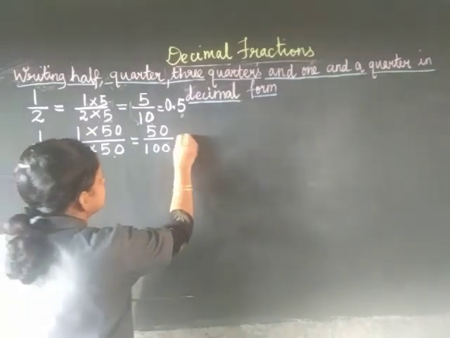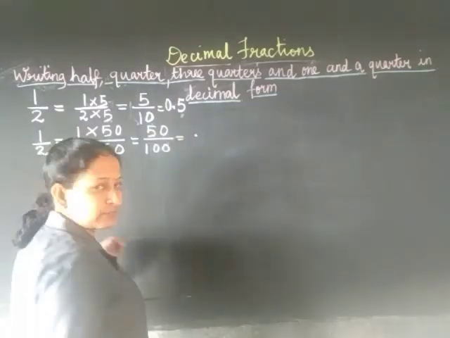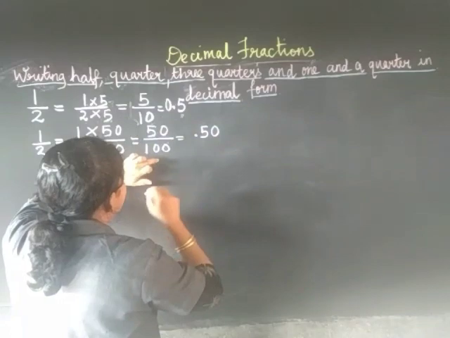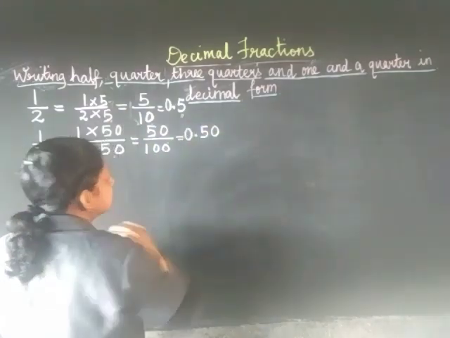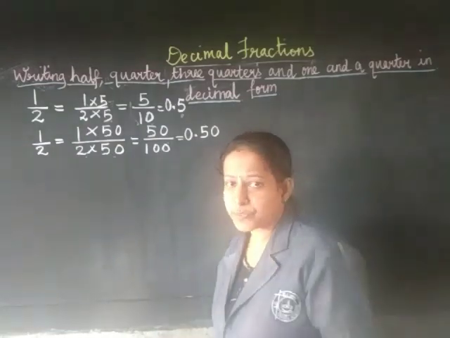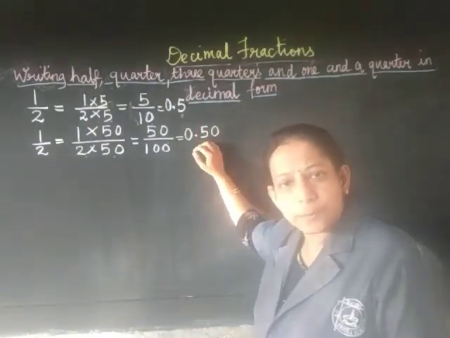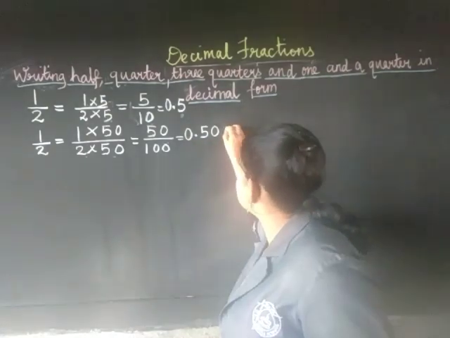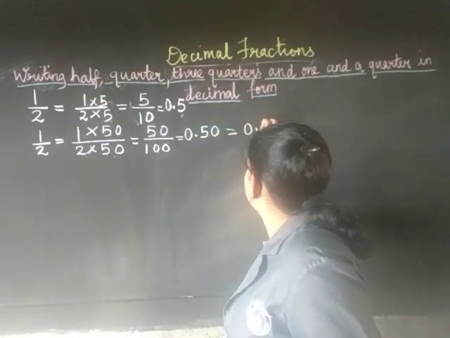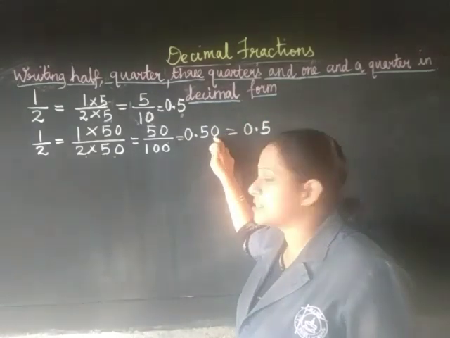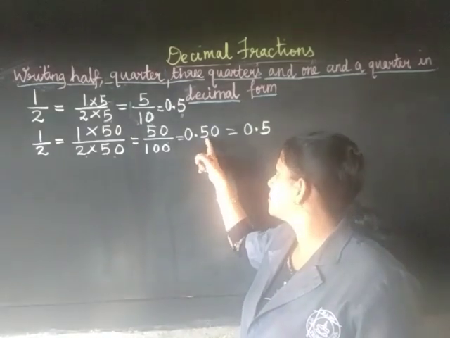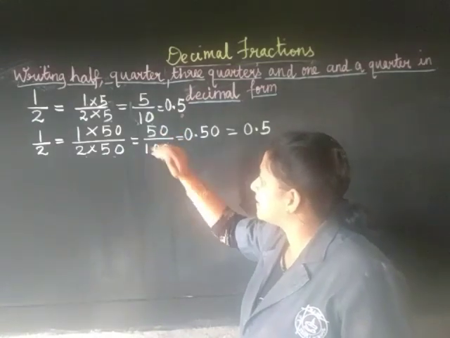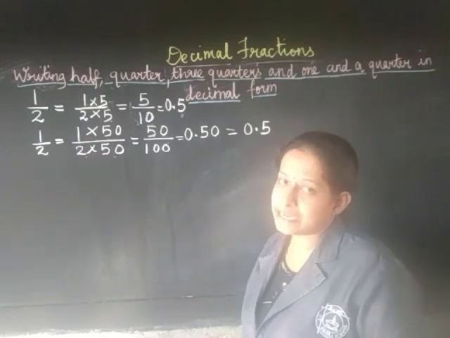Now first you write the decimal point, the 10th place is taken by 5, and the 100th place is taken by 0. And since there is no whole number, we write it as 0. So the answer comes to 0.50. But is the answer different? No, my dear students. Even if there is a 0 in the 100th place, 0.50 is also equal to 0.5, because this 0 does not have any value. So you can write 0.50 also as 0.5. Remember this. So this is regarding the conversion of half into a decimal number.